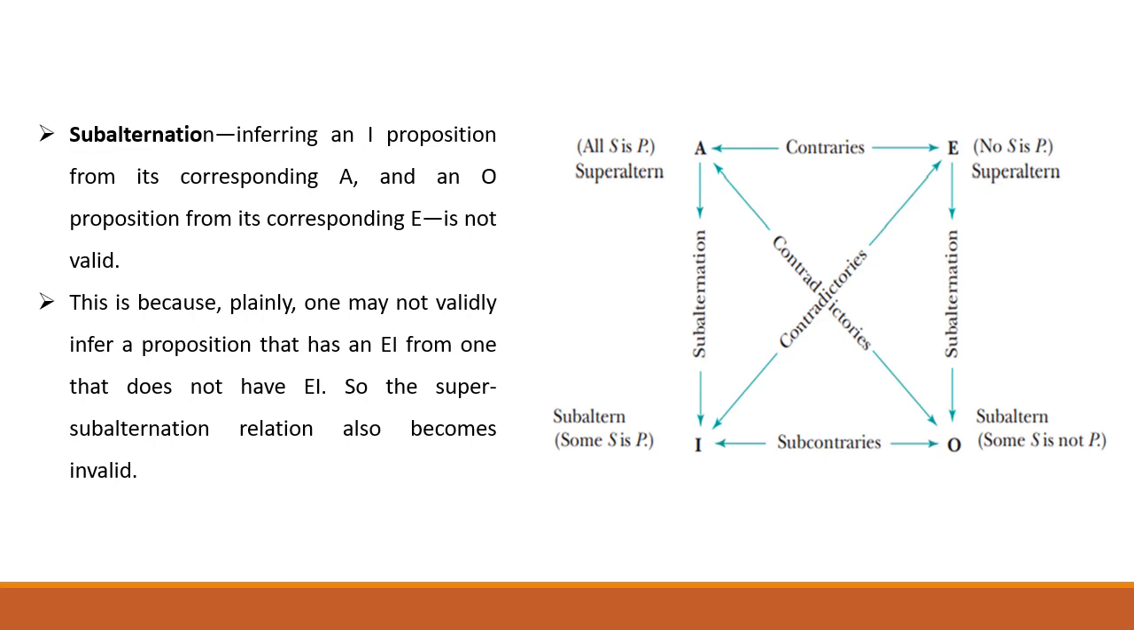So we have seen that the contrary relation between A and E has collapsed because both can be shown to be true together. The sub-contrary relation between I and O has also collapsed because both have been shown to be false together. Now, what about the subalternation relation? Inferring an I proposition from its corresponding A and an O proposition from its corresponding E is also not valid. This is because plainly one may not validly infer a proposition that has an existential import from one that does not have an existential import. So the superalternation and subalternation relation also becomes invalid. We have also discussed this at the beginning of this video.